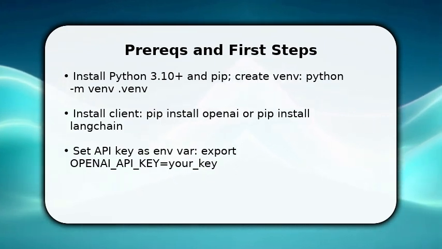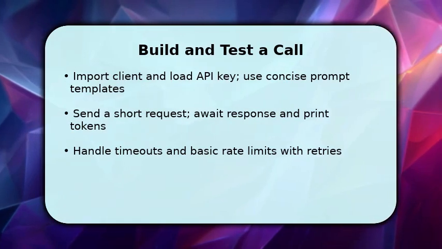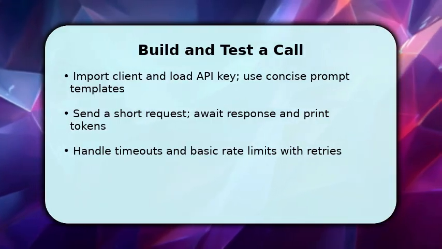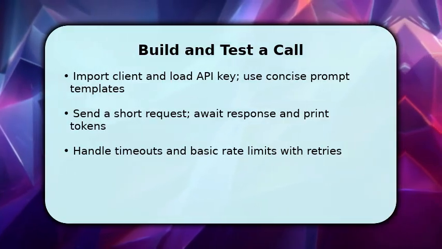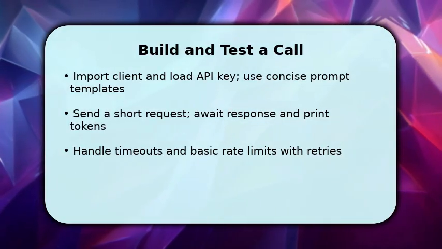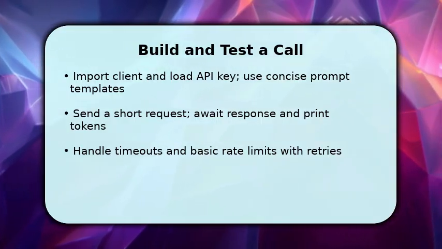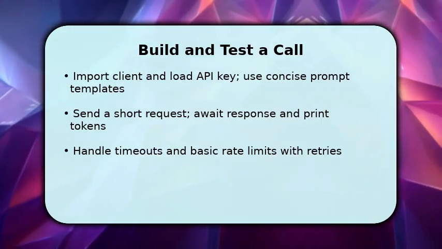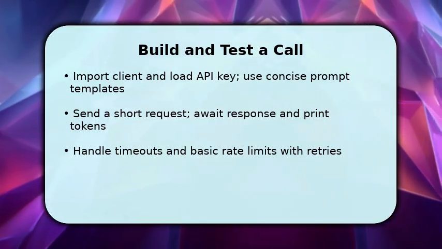Now you write the core call: import the SDK, instantiate the client with the env key, and prepare a prompt template that separates instruction from variables. Once done, send a minimal request, a few lines, and print the response to validate format. Make sure to add simple error handling, catch timeouts, retry a couple times with exponential backoff, and log status codes. This helps you identify whether the issue is network, auth, or prompt design before adding complexity.